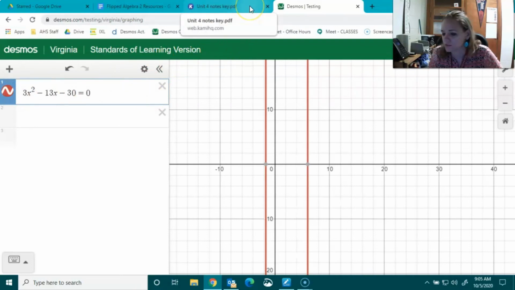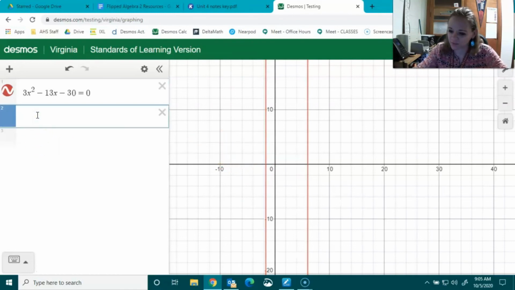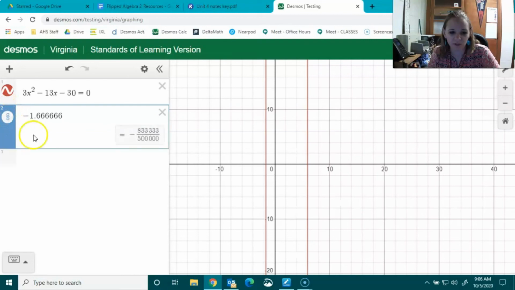3x squared minus 13x minus 30 equals 0. Alright, we just click here and say, that answer and that answer. So I know my solutions are negative 1.6 repeating as a decimal. I think maybe you can do this now, before you were not able to do this. You can type in your decimal, and then you look for this thing right here to show up, and it can take your decimal and put it into a fraction.